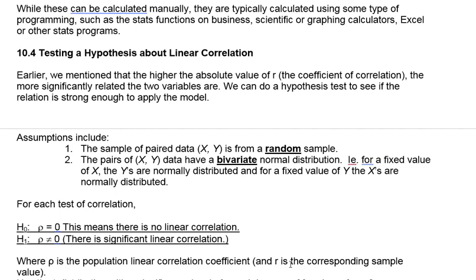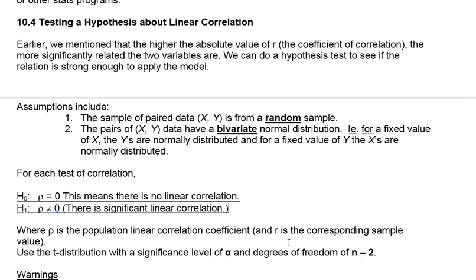One nice thing about these hypothesis tests is they always have the same null and alternate hypothesis. The null is always that there's no linear correlation, or rho, remember that's the population symbol that corresponds to R, is equal to 0. And our alternate hypothesis is that there is significant linear correlation, so rho does not equal 0. When we're looking at these, we do use a t-distribution, and our degrees of freedom is n-2, but there is going to be a different formula for t on these because it's going to depend on that value of r.